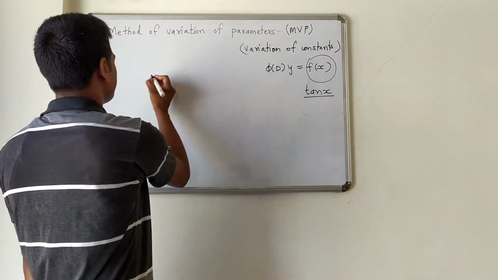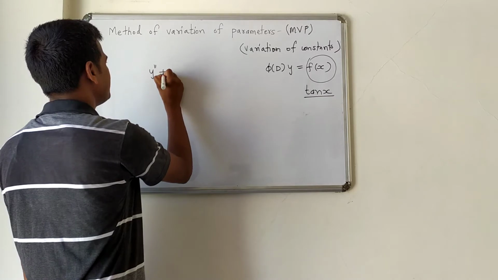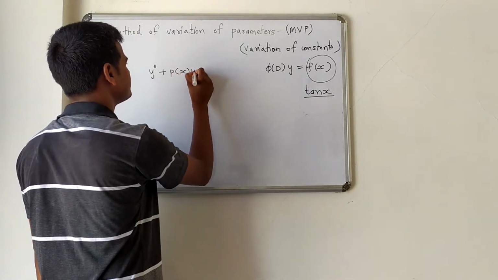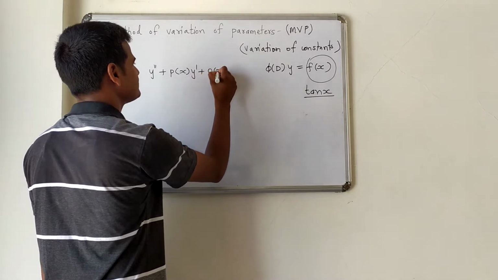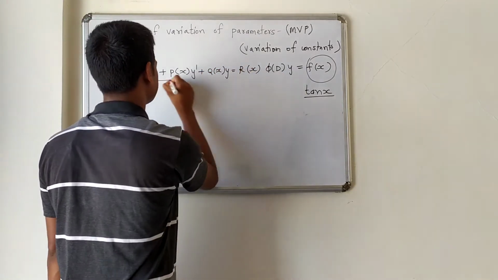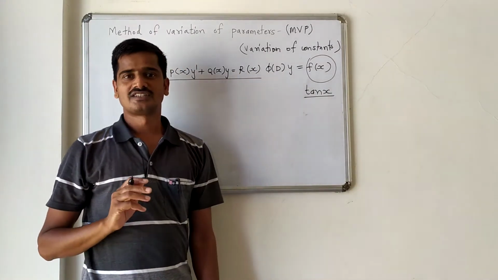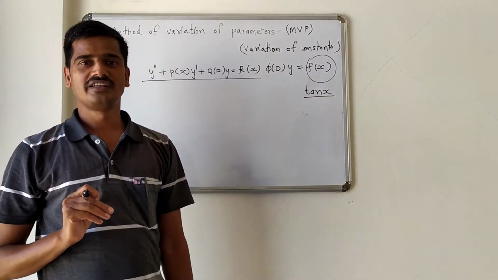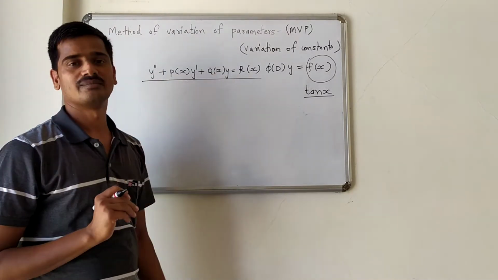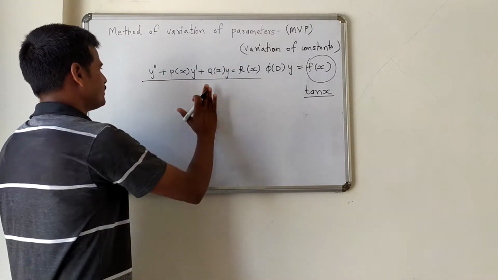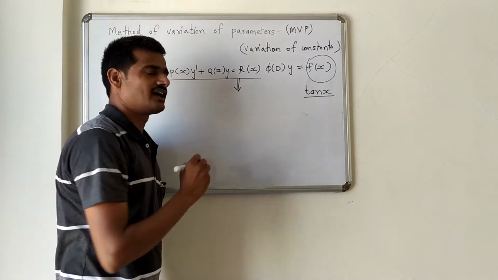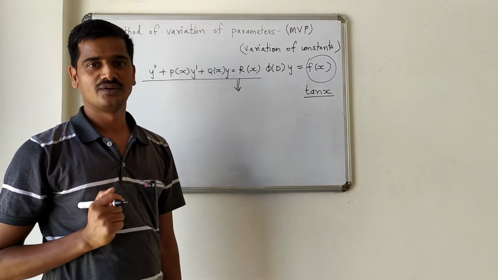Okay, so I write on the board, let us say y double dash plus p of x into y dash plus q of x into y is equal to r of x. This is the standard form of second order linear differential equation. In this case, the coefficients are variable coefficients. So let us determine, in this case, the complementary function, which is either given or should be known.